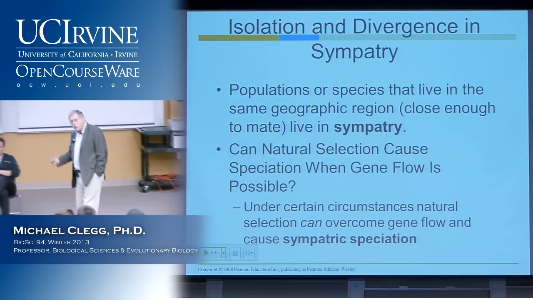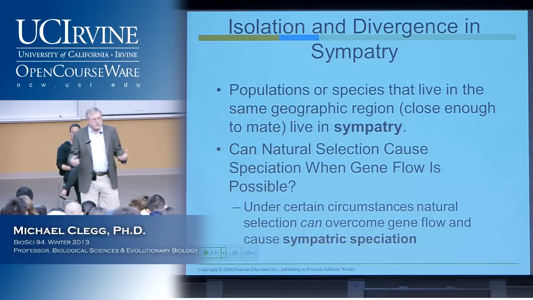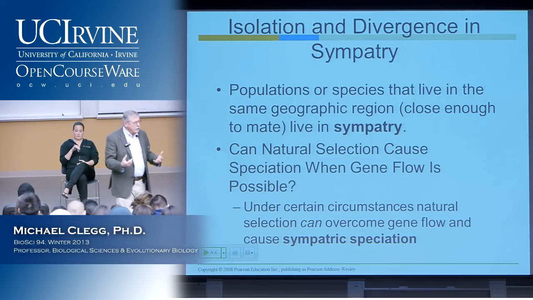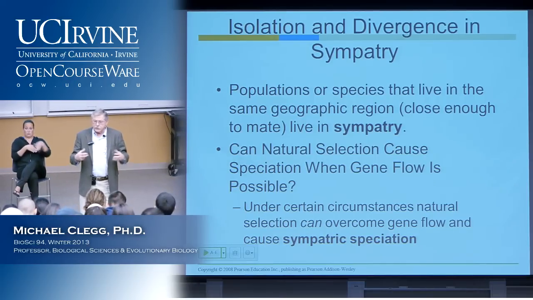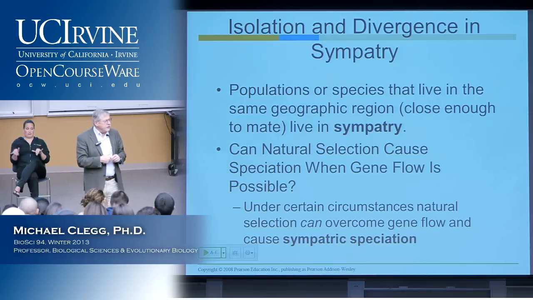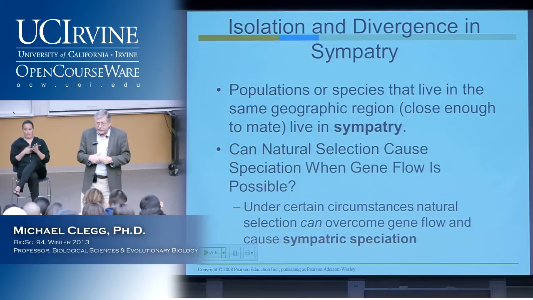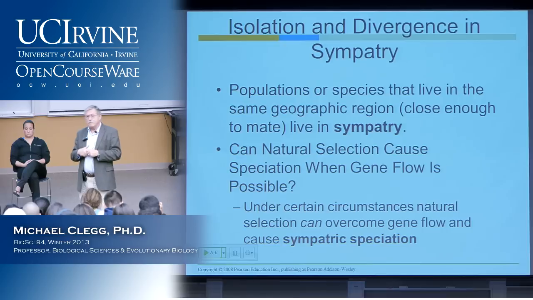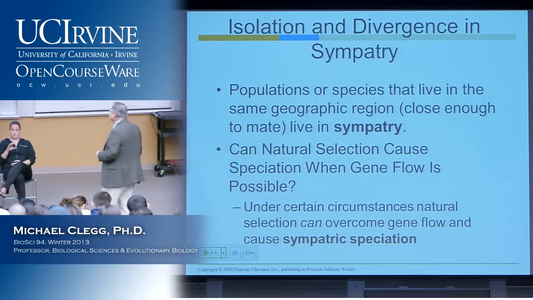Now, the question arises, is it possible to have speciation occur when the populations actually overlap geographically, when they share some of the same physical space? And the answer is not very often. It's a rare phenomenon, but it can happen, and it's called sympatric speciation, described here.